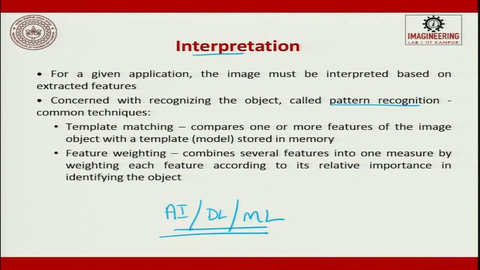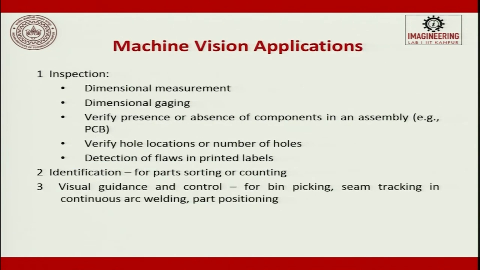The next one is feature weighting, which combines several features into one measurement by weighting each feature according to its relative importance in identifying the object. So, feature weighting is another thing which is very important today. It combines several features into one measure by weighting each feature according to its relative importance in identifying the object. This is a very important technique which is exhaustively used in many software packages today.